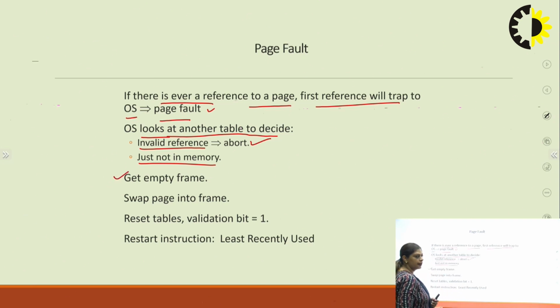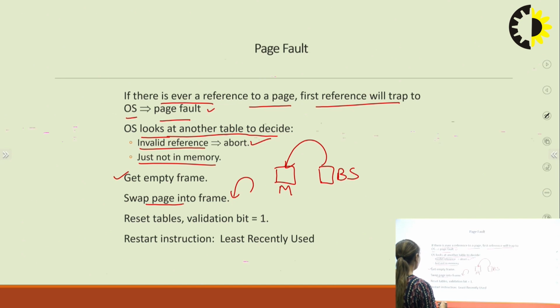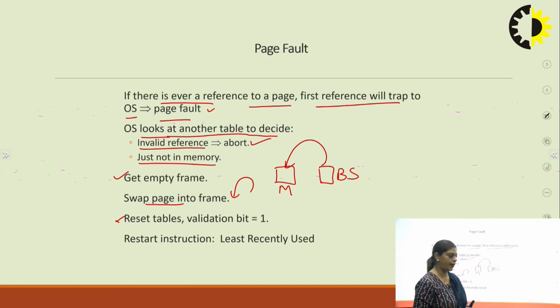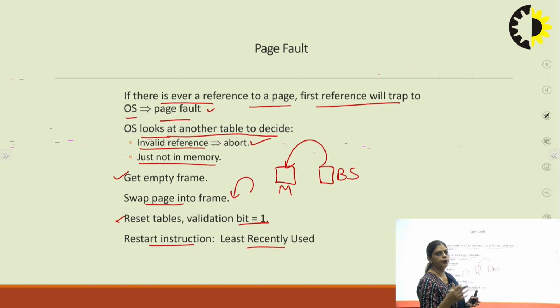First, it will find an empty frame in the physical memory. Then it will swap the page into that frame from the backing store to the memory. That means swap in. Reset the tables. Now the invalid bit will be set to valid because the page has come to the physical memory. The bit is set to 1, that means valid. Restart the instruction, and it will restart it from the least recently used algorithm, which we will discuss in the next presentation.